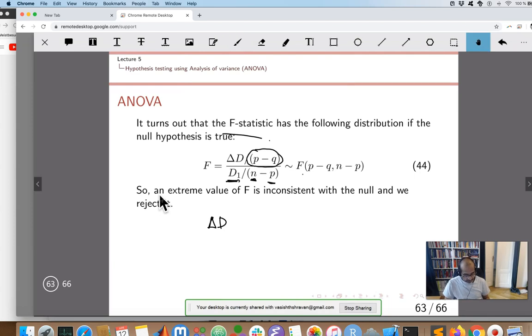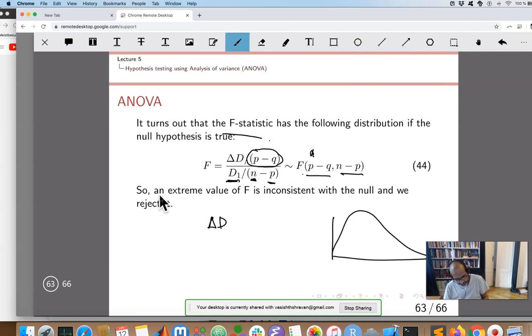Okay, so it just turns out that this ratio of delta d divided by p minus q, to d1 divided by n minus p, has an f distribution, which is again a probability density function, which looks something like this for different degrees of freedom. The f distribution takes two parameters, which are sometimes called df1 and df2 or something, right? And so these two parameters are the degrees of freedom in the numerator and denominator of this ratio here.